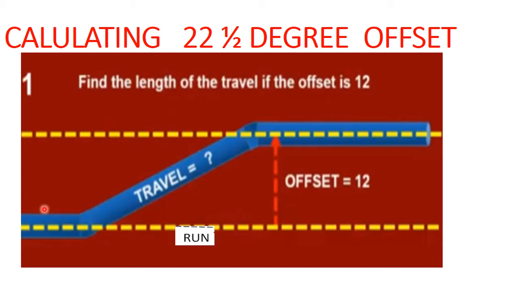Today's topic is how to calculate a 22.5 degree offset. It's very easy. I have given formulas for how to calculate the offset of 22.5 degree. If you watch this video, you can understand it in a very easy way. I have given the formula.